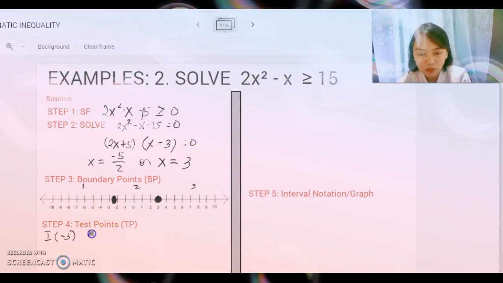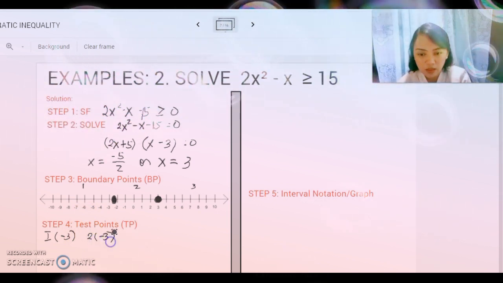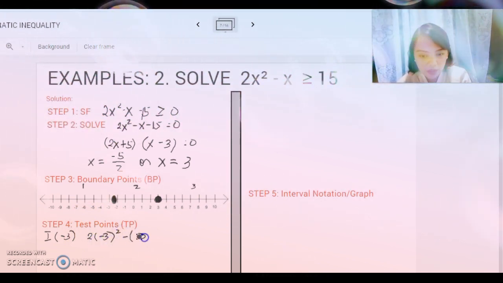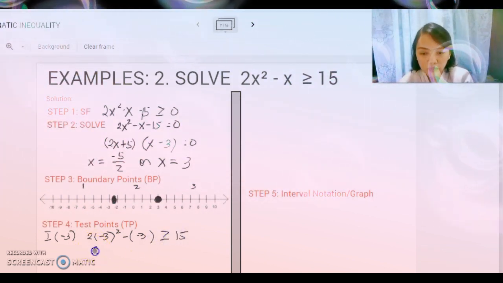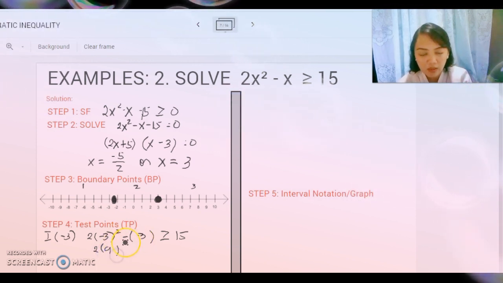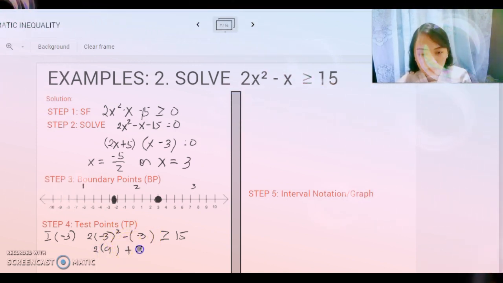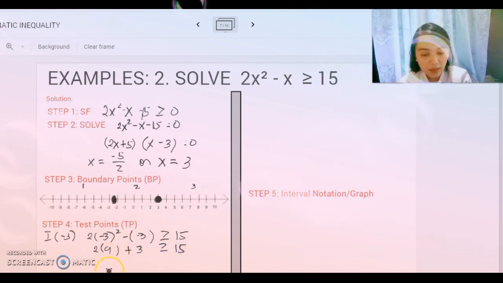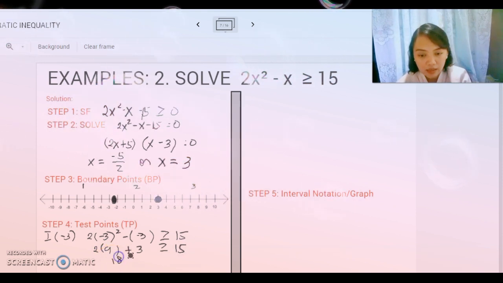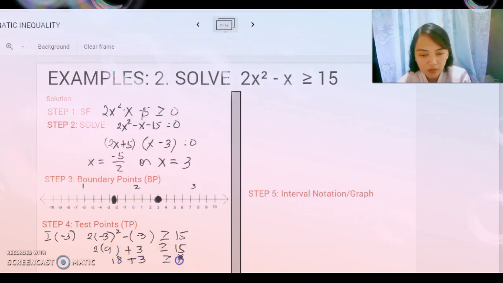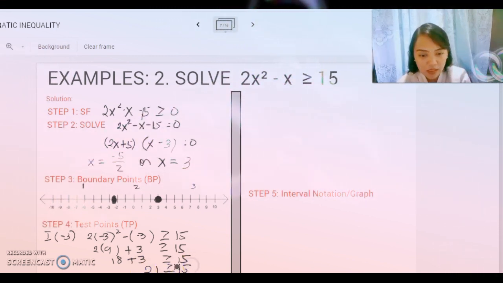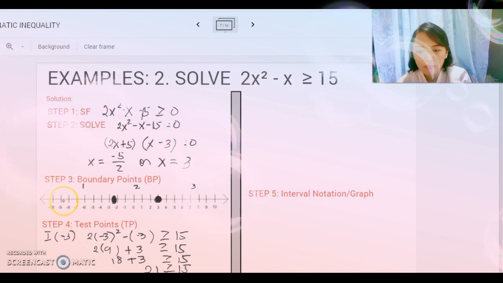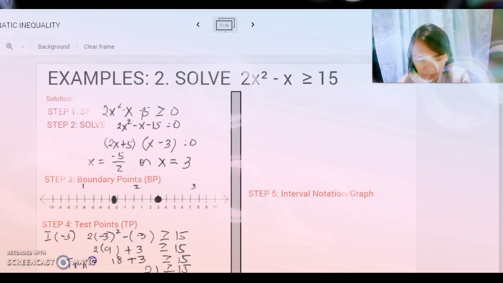So, we have 2 times negative 3 squared minus negative 3 is greater than or equal to 15. So, 2 times negative 3 squared is 9. Ito, negative of negative 3 is positive 3 na to. Greater than or equal to 15. 2 times 9 is 18. Tama? 18 plus 3 is greater than or equal to 15. What is 18 plus 3? Okay. 21 is greater than or equal to 15. Is this a true statement? Okay. This is true. So, yung region 1 is true.